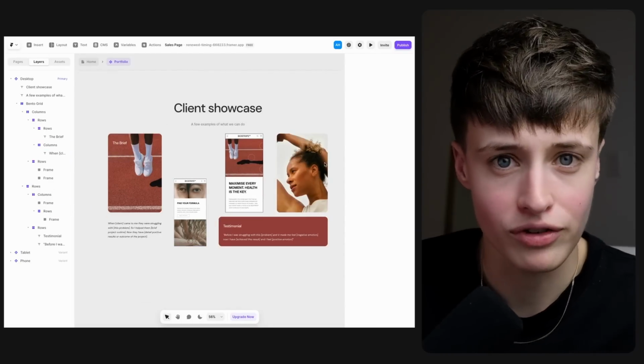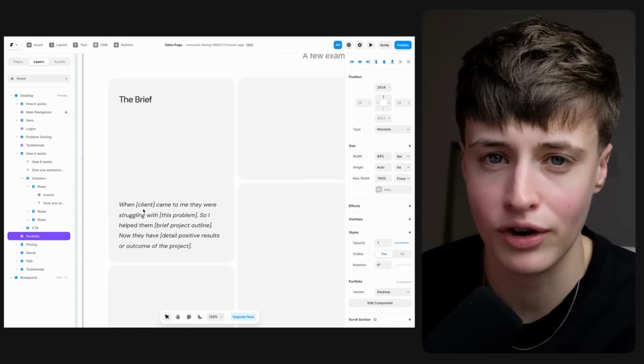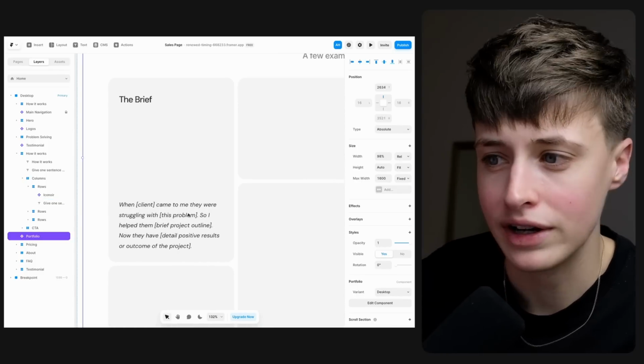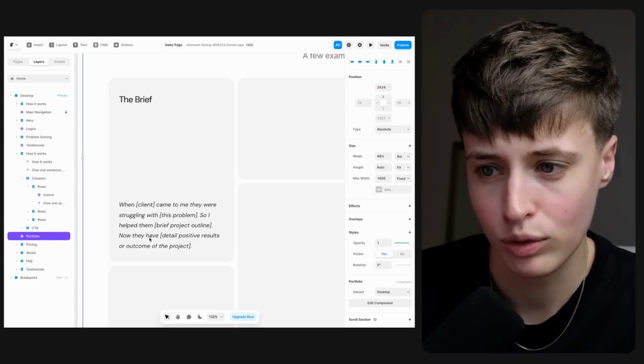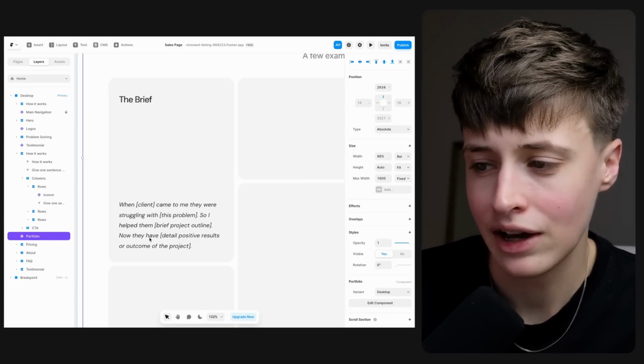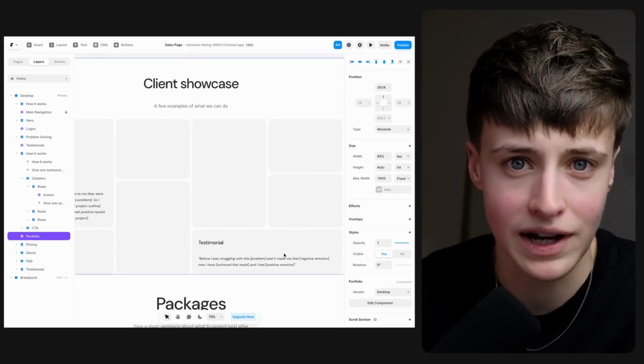And so alongside the portfolio images, you also want a small description. So a good template for a project description goes like this. When client came to me, they were struggling with this problem. So I helped them with outline project. Now they have positive results, and then use a testimonial from your client to add some extra proof.